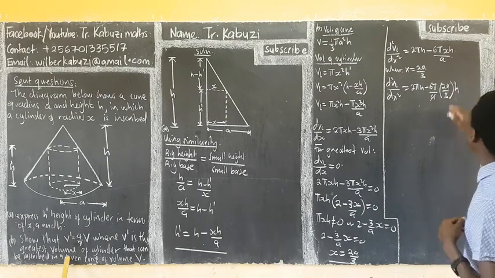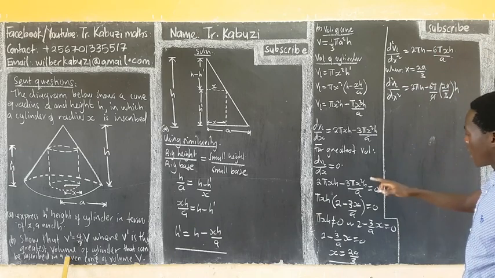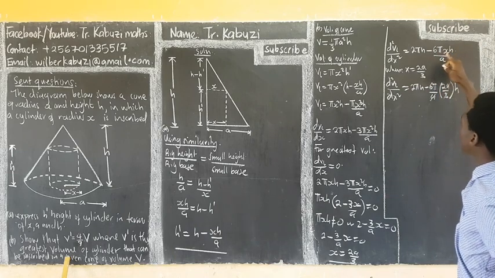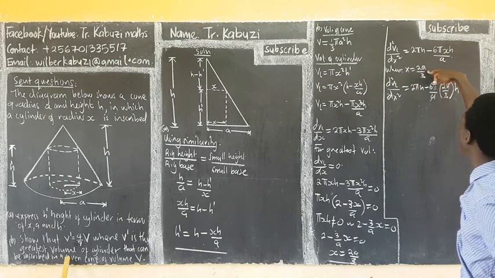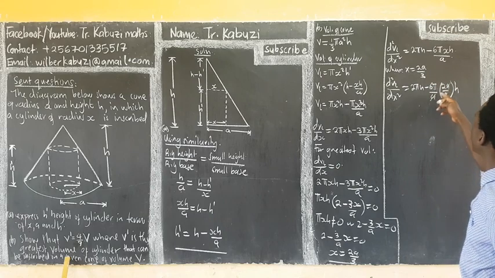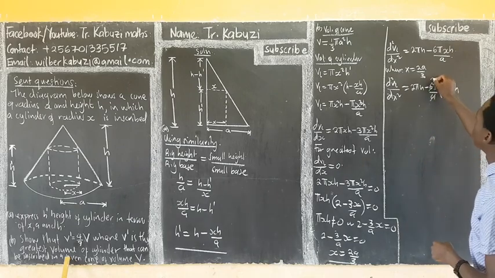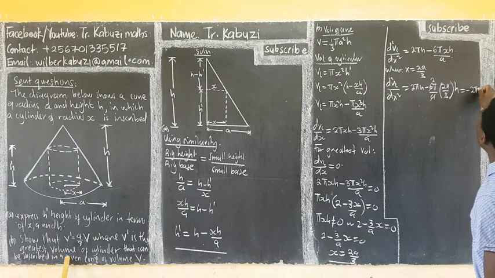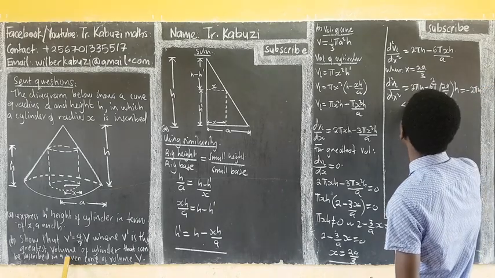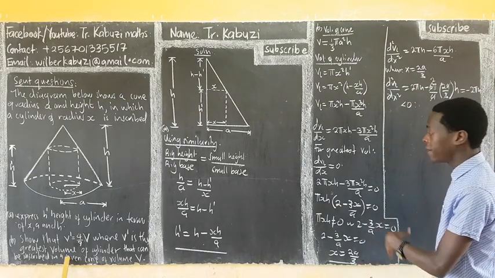Now when I put in my x here for the second derivative, x is equal to 2a over 3, so the 3 cancels and I will have 2. This is 2 pi h minus 4 pi h, which is negative 2 pi h, which is less than 0. Therefore this is the radius that is going to give us the maximum.